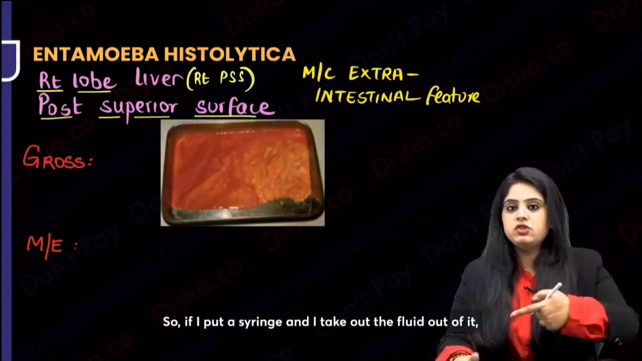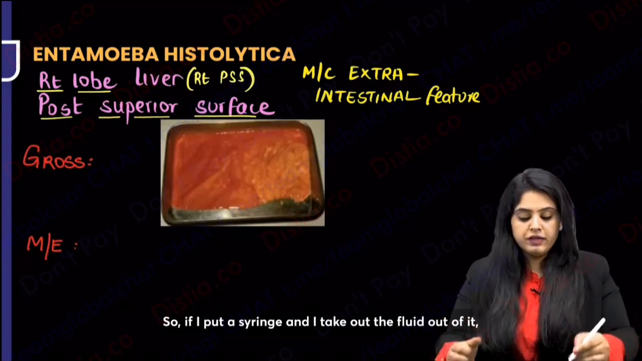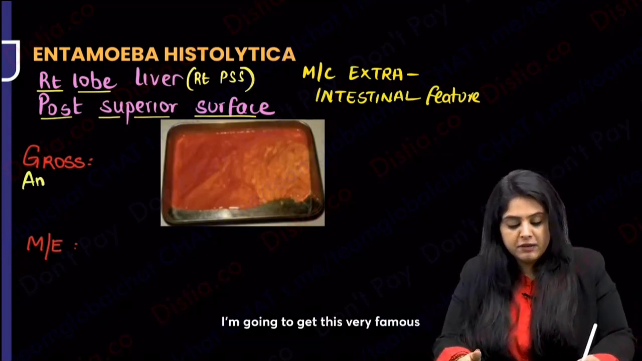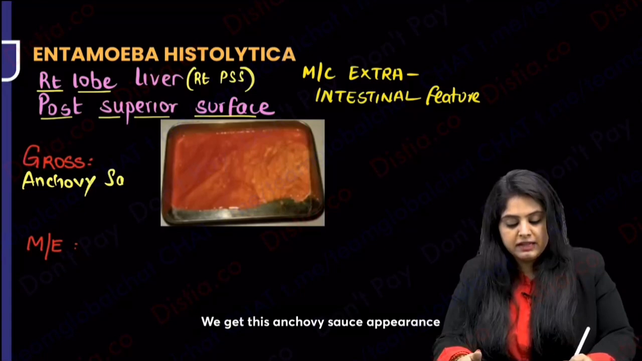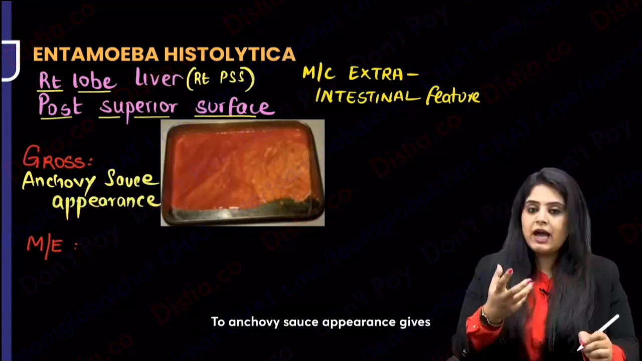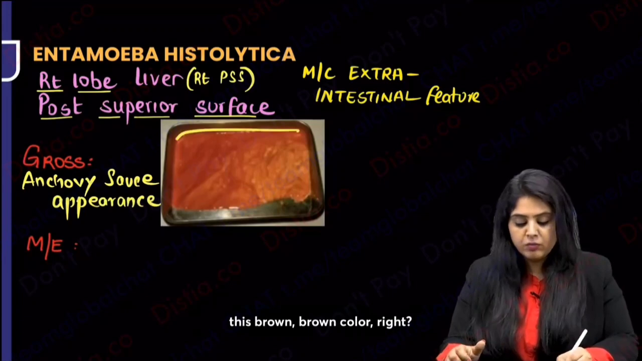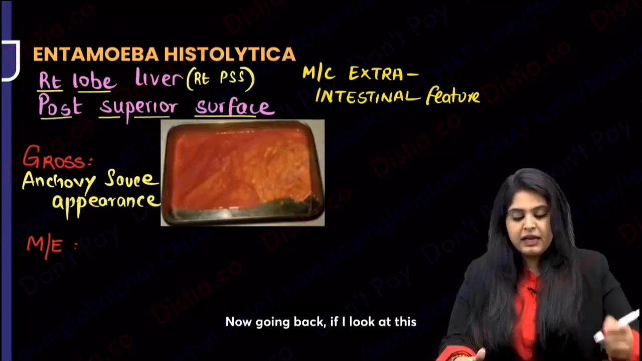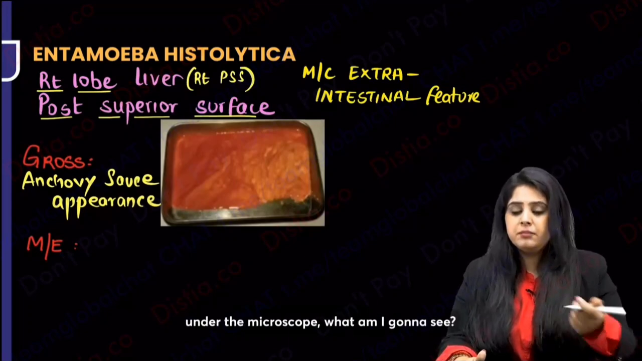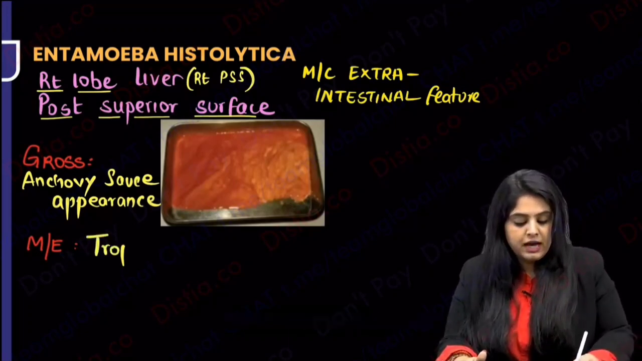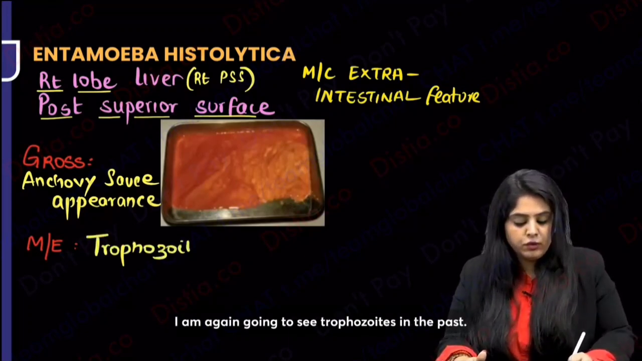So if I put a syringe and I take out the fluid out of it, I'm going to get this very famous brown color anchovy sauce appearance. We get this anchovy sauce appearance, which is a brown color fluid. So anchovy sauce appearance gives this brown color, right? Now going back, if I look at this brown color breaking liver under the microscope, what am I going to see? I am again going to see trophozoites in the pus.